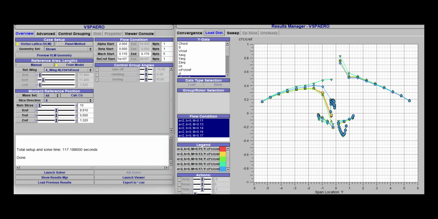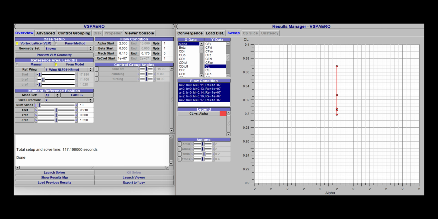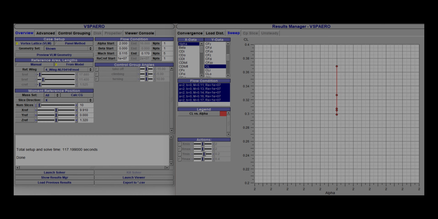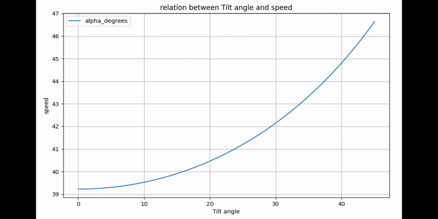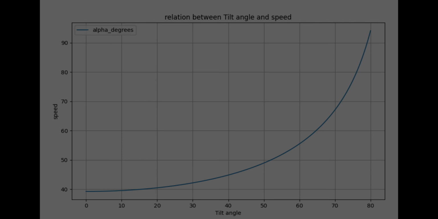Taking full load as the reference, the maximum bank angle in turning corresponds to a 10-degree opposite deflection of the lateral flaps. At this condition, the distributed lift coefficients of the aircraft as well as the total lift coefficient can be obtained. With this lift coefficient of 0.35, the minimum turning speed of the aircraft must be greater than 39.3 meters per second in order to maintain a stable turn.